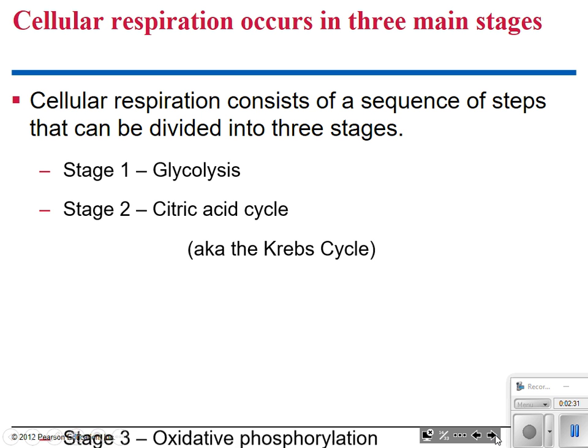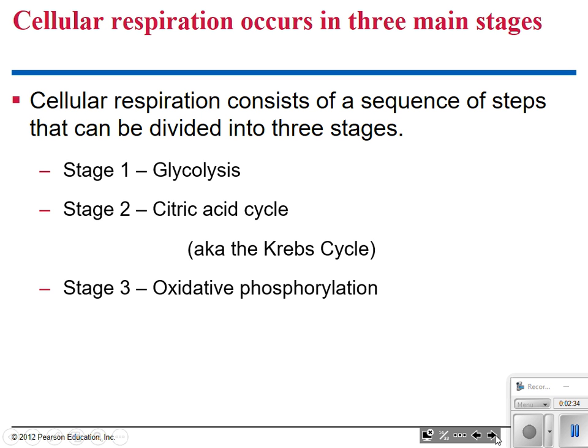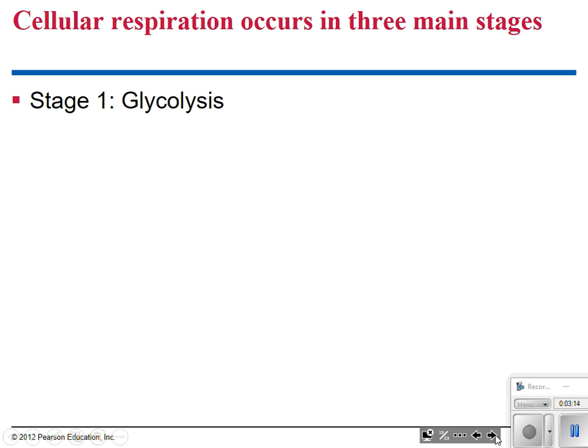The third stage is oxidative phosphorylation. Boy, those are some big words there. Not the oxidative, that whole phosphorylation part. And we're going to break that part down into something that we call chemiosmosis and the electron transport chain. So, now that we've listed the 3 stages of cellular respiration, let's talk a little bit about each one of these stages. The very first stage is glycolysis.